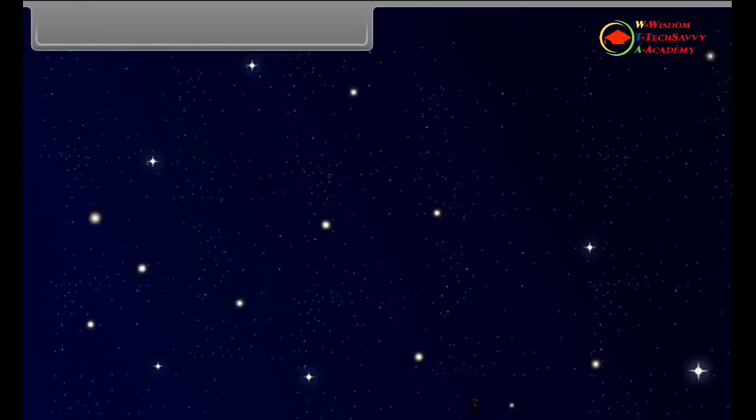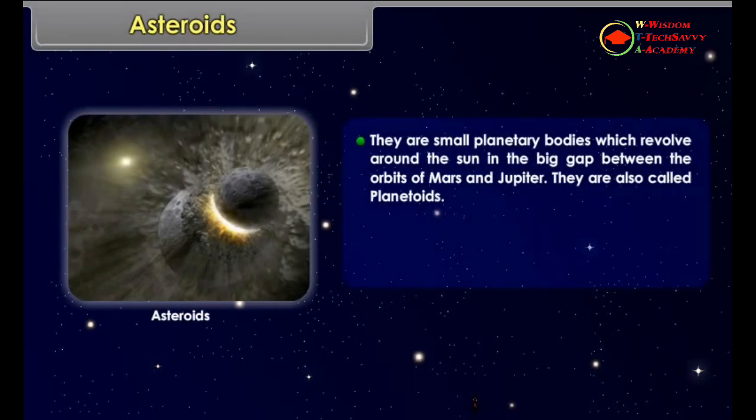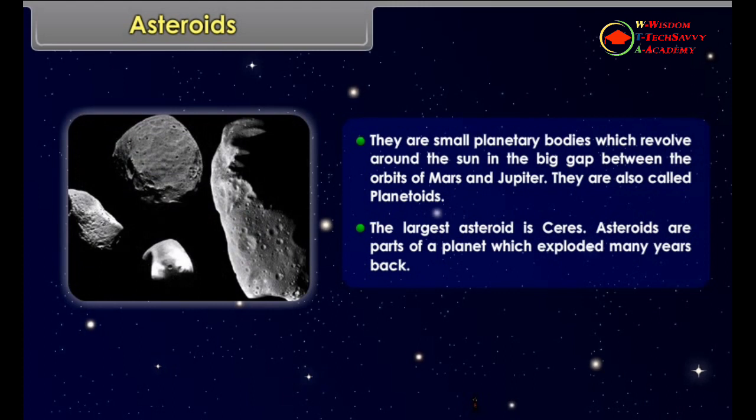Asteroids. They are small planetary bodies which revolve around the Sun in the big gap between the orbits of Mars and Jupiter. They are also called planetoids. The largest asteroid is Ceres. Asteroids are parts of a planet which exploded many years back.